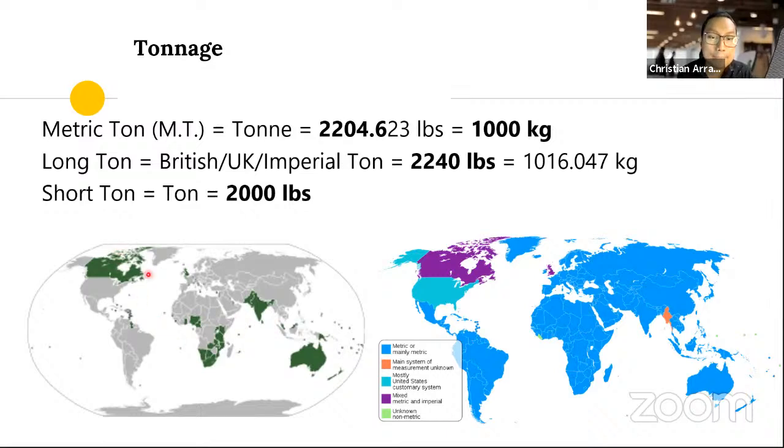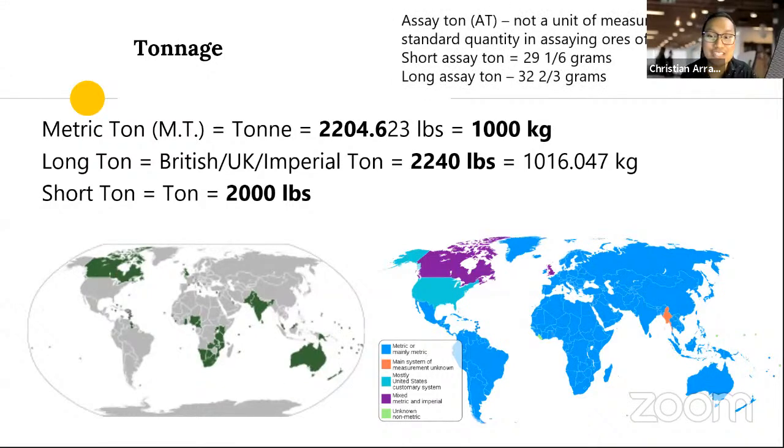Okay? Itong mga green na countries, lahat yan ay gumagamit pa ng long ton. Okay? So, kahit lahat ay recognize ang metric ton, meron pa ring long ton. So, magulo talaga siya. Maraming tons. Tapos, meron pa sa metallurgy, if you are familiar, meron din tinatawag na assay ton. Pero itong assay ton, wala tong kinalaman sa tatlong to. Itong tatlong to ay yung measurement of the tonnage or the mass.